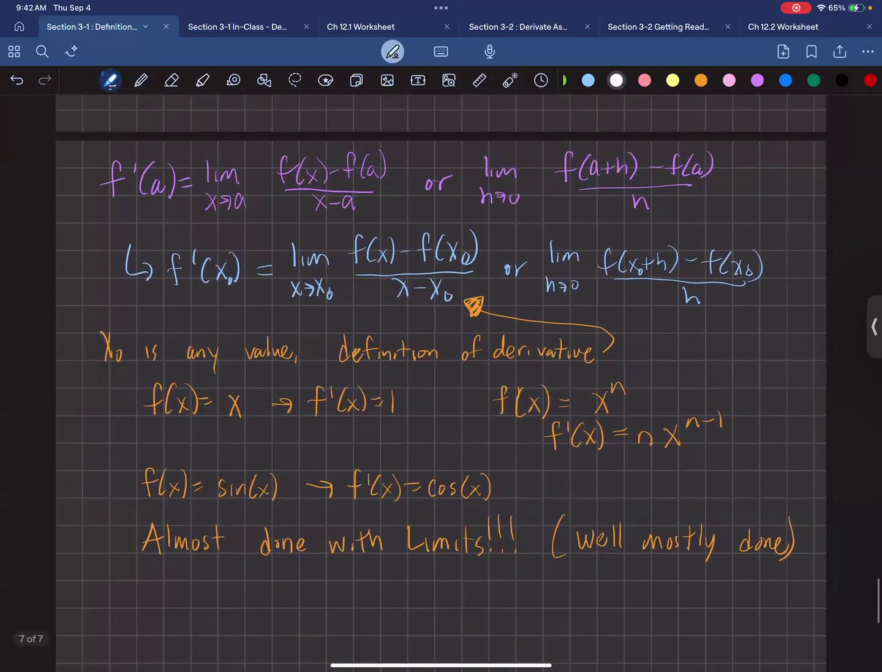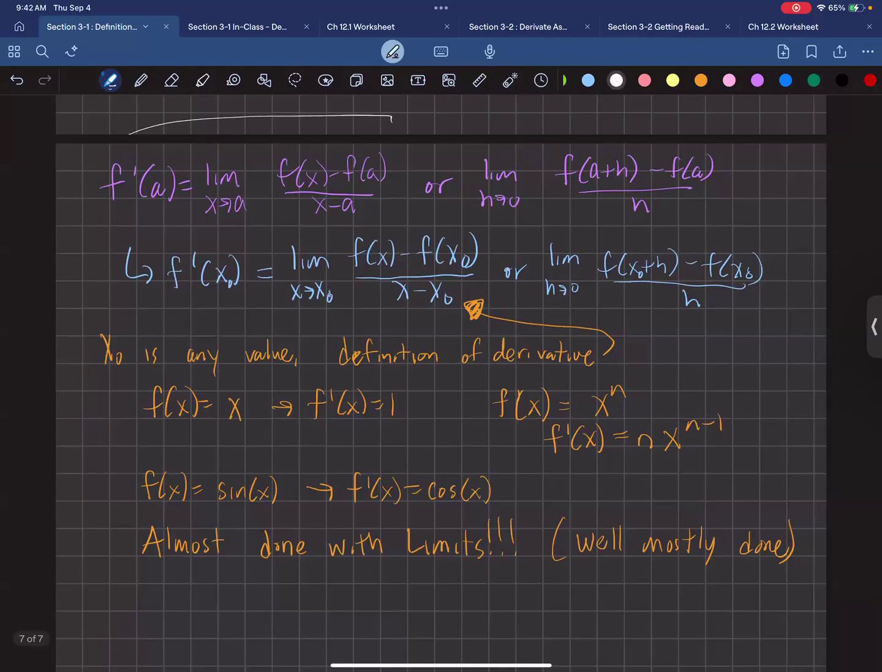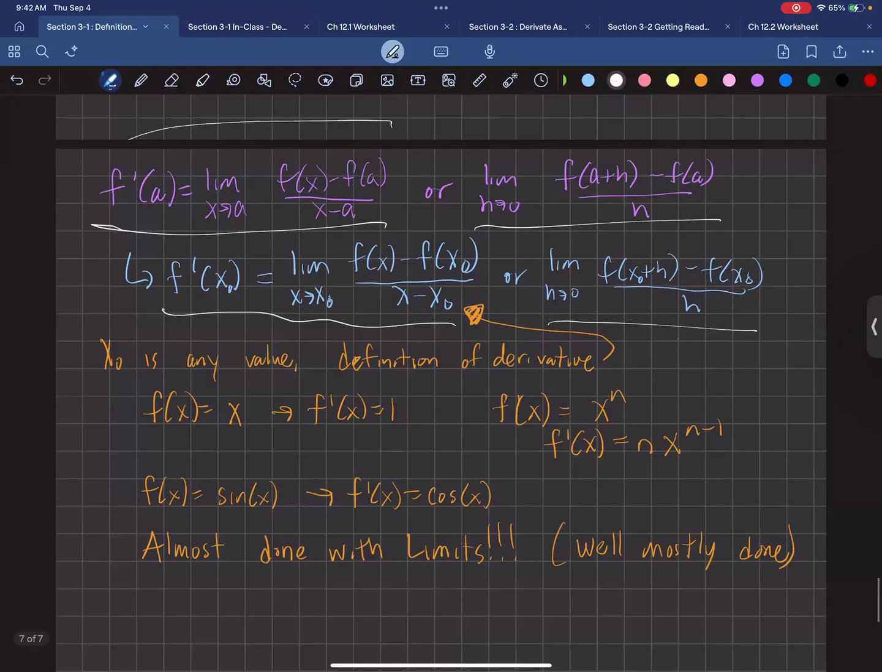So we're almost done with limits. Just a quick recap. What we did in this section was this. We did the two different f prime of a's. Where we're headed is kind of like this. But we generally don't say x naught, we just say x. And so we don't use x naught, we use x. And that makes this the better one to use because then there's no confusion with the first one.